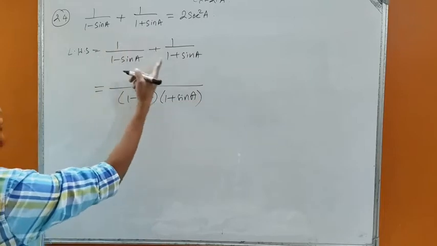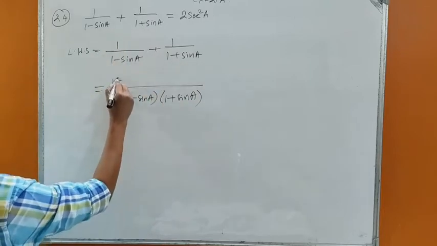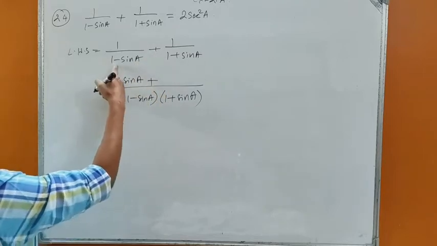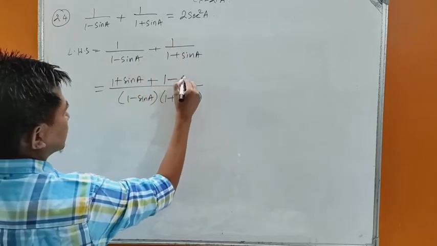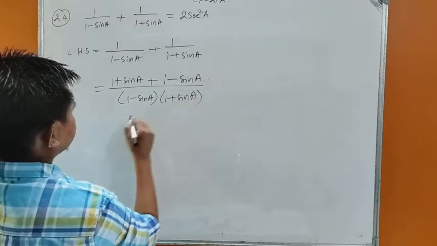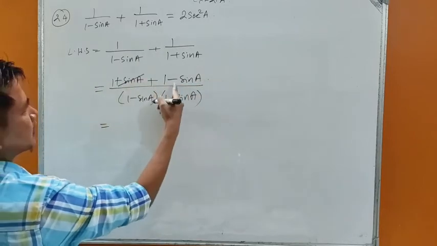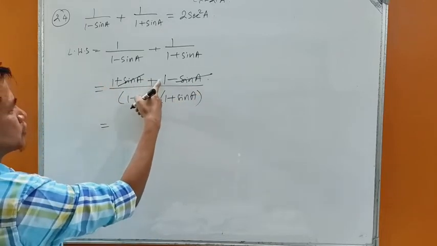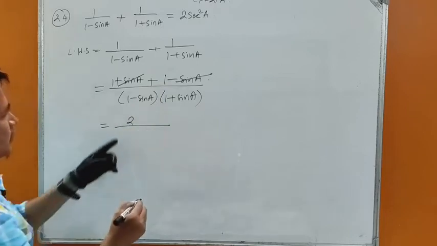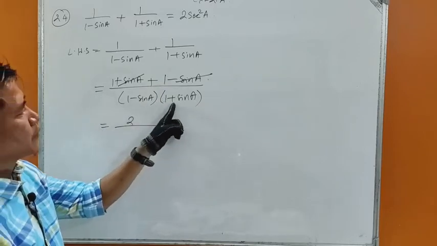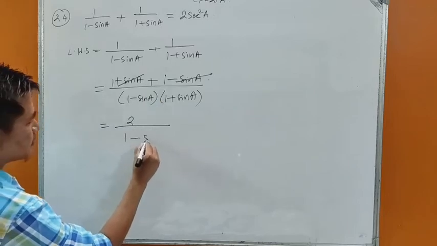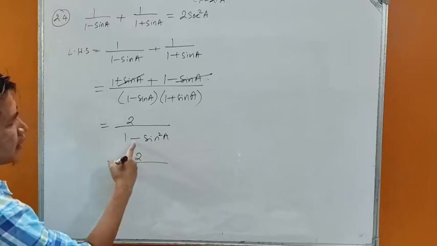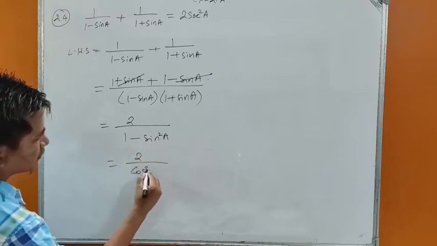So let's multiply this. 1 plus sin A into 1, 1 plus sin A, plus this plus comes here, 1 minus sin A into 1, 1 minus sin A. Now this plus sin A and this minus sin A cancel out. So 1 plus 1, this is plus 1 and this is plus 1. So 2 upon, this is A minus B into A plus B, isn't it? So A square minus B square. So 2 upon 1 minus sin square A, which means cos square A, isn't it?